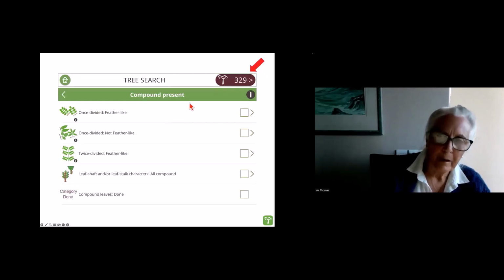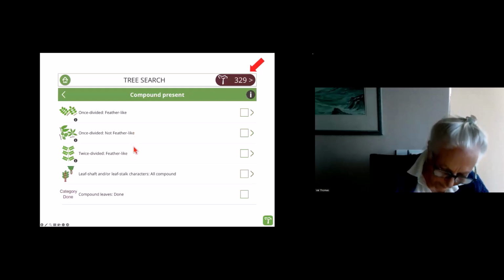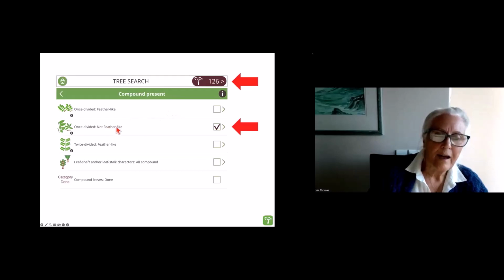Back now to the full number. We've left Plettenberg Bay and we're at the full number. Now, if you read these words here, these first three talk about those kinds of compound leaves we've already shown you in that evolutionary development. There's once divided feather-like, there's once divided not feather-like, and then there's twice divided feather-like. If I click once divided not feather-like, because we've dealt with the once divided feather-like very nicely, and you learned that there was one that's got a pair of leaflets at the end and one that's got a single leaflet at the end. So let's have a look and see what this one means, not feather-like.